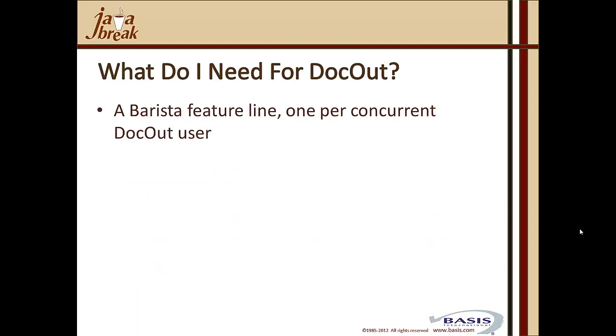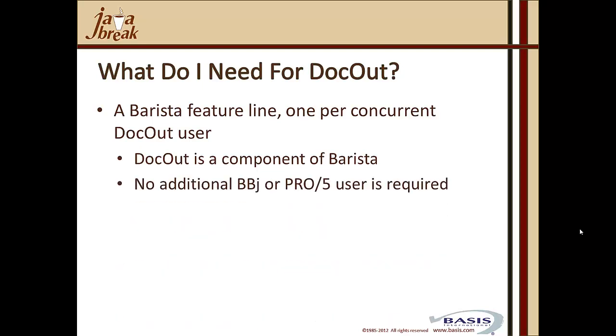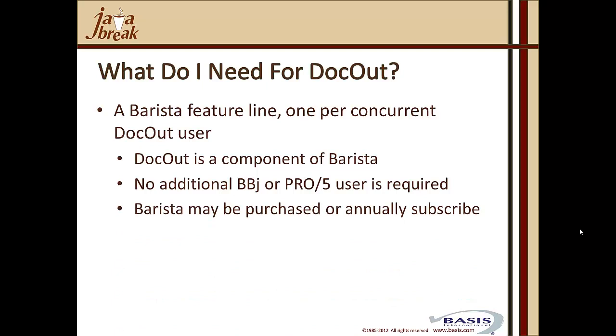You need a Barista feature line, one per concurrent DocOut user. Again, much like the iReport usage, where it consumes a connection string, here we'll be consuming a Barista feature line. DocOut is a component of Barista, and there's no additional BBJ or Pro5 user required. And you have some choices with Barista. You can either purchase the Barista license outright, or you can subscribe to an annual fee.